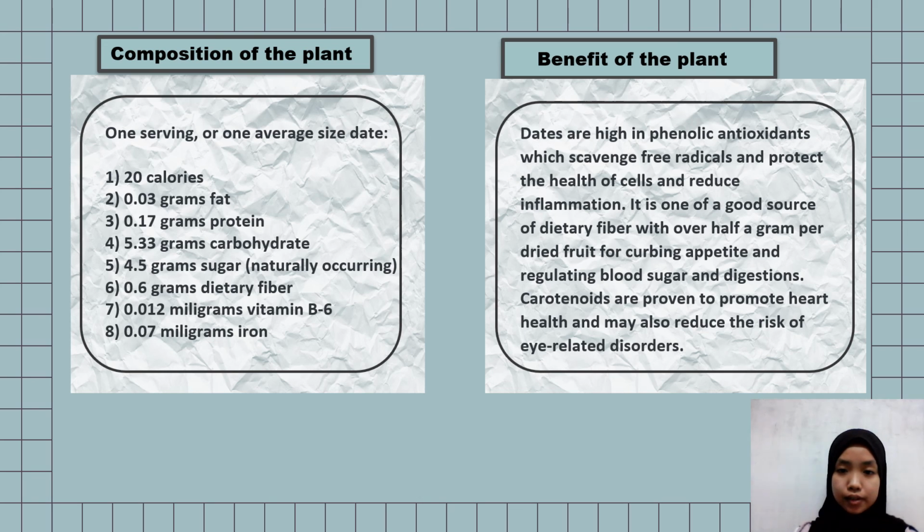And the benefits of the plant: it is high in phenolic antioxidants, which scavenge free radicals, protect the health of cells, and reduce inflammation. It is a good source of dietary fiber, with over half a gram per dried fruit, for curbing appetite and regulating blood sugar and digestion. Carotenoids are proven to promote heart health and may also reduce the risk of eye-related disorders.